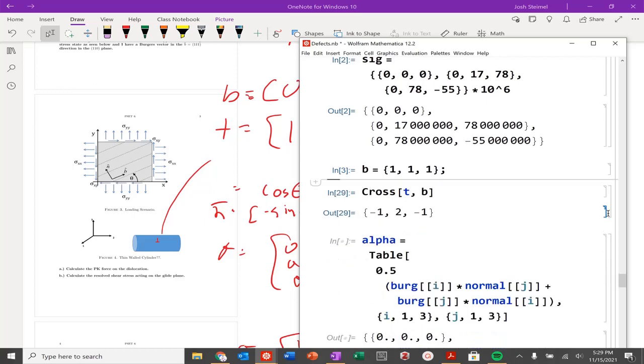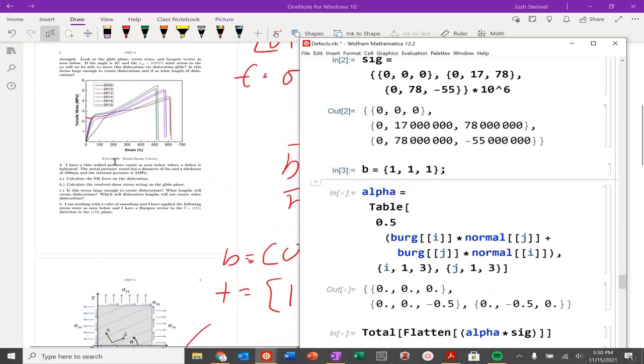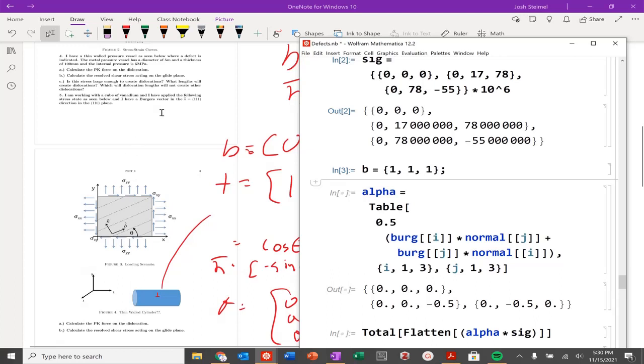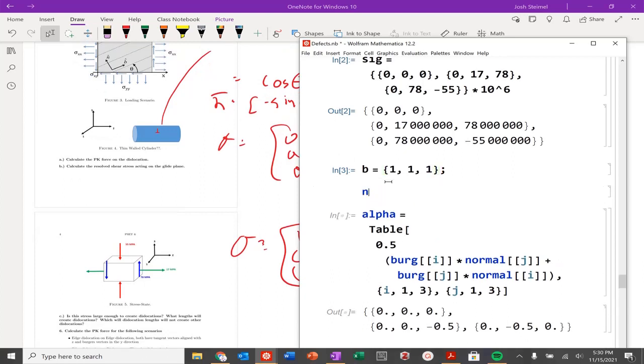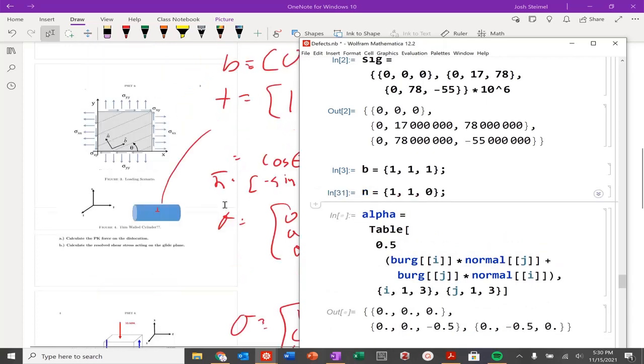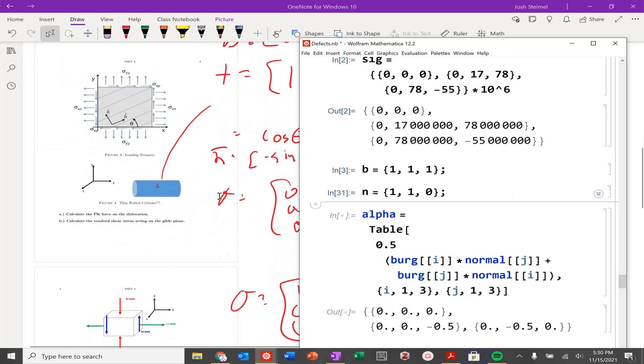So again, I wouldn't be comfortable with calculating the Peach-Koehler force unless we actually knew what the dislocation was, edge or screw, and then again, we can't use the definition for those. So it may be a screw, so we can't calculate those values, so we don't know what they are. But we can calculate the resolved shear stress because I know my B, I know my N is equal to 1, 1, 0, as we've seen here. That is my N, that is the plane it's on.